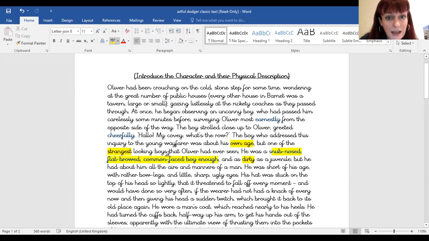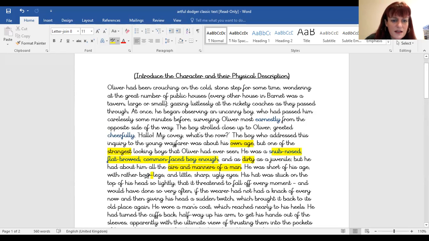But he had about him all the airs and manners of a man. So although he is a child, he talks like a grown-up. And I'm sure we all know people who are a bit like that, who talk like a grown-up even though they're children. So that sort of tells us that there's this clashing of his character, that he looks like a kid and he's quite short and everything, but the way he speaks is a bit more knowing and a bit more grown up.